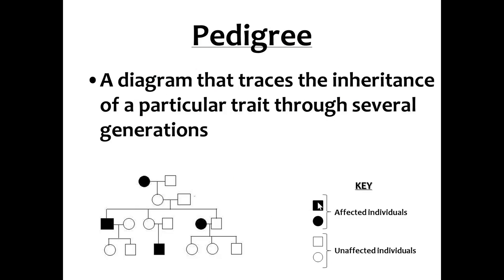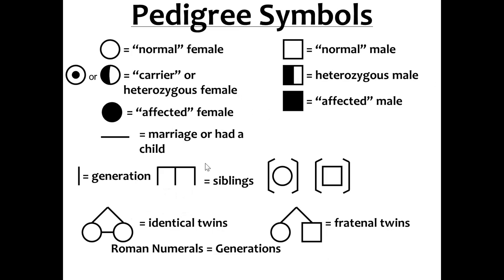So again, with the key, the ones that are shaded in are the affected individuals. The ones that are not shaded in are the unaffected individuals. And then if you look at this diagram right here, the circles represent the females, the squares represent the males. And we're going to get a much larger key on the next slide.